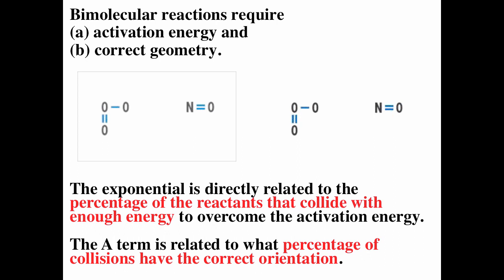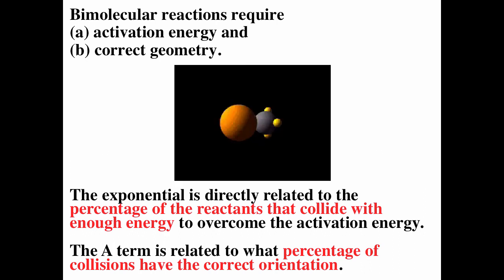And so again, the exponential term in the Arrhenius equation is actually related to the percent of molecules that have enough energy to overcome the barrier. If the two molecules collide with sufficient energy to overcome the activation barrier, but with an orientation that does not allow new bonds to form, no reaction takes place. The molecules will separate unreacted. And the A term is related to what percent of the collisions actually have the correct orientation.